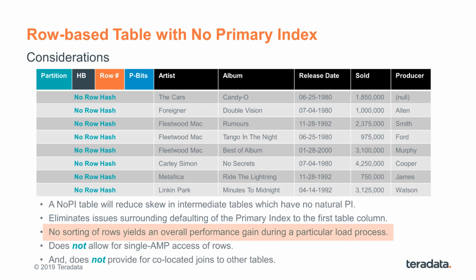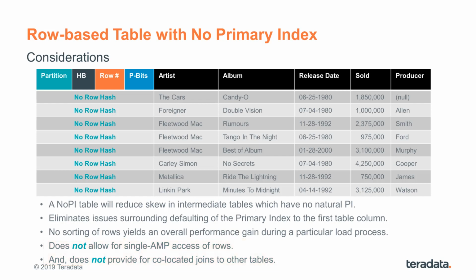Unlike the row-based tables with PI, when you load a table with no primary index, there's no sorting of rows at the end because there's no row hash. You might see a 25 to 30% performance gain in loading a no PI table over loading row-based tables with a primary index. But you will be missing the row hash in cases where it helps directly with performance. There's no single AMP operation support and no co-location for joins when using no PI tables.